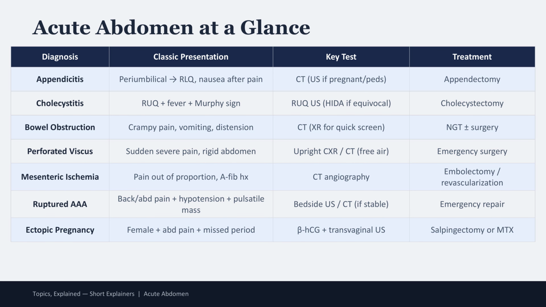Here's your screenshot slide, the high-yield summary table with every diagnosis, its classic presentation, the key diagnostic test, and the treatment. Lock this in. Appendicitis migrates to the RLQ and gets a CT. Cholecystitis has Murphy sign and gets an ultrasound. Bowel obstruction shows air fluid levels. Perforation shows free air. Mesenteric ischemia is pain out of proportion with CT angiography. Ruptured AAA is the unstable patient with a pulsatile mass heading straight to the OR, and ectopic pregnancy is every woman of reproductive age getting a beta HCG. That's the whole framework.